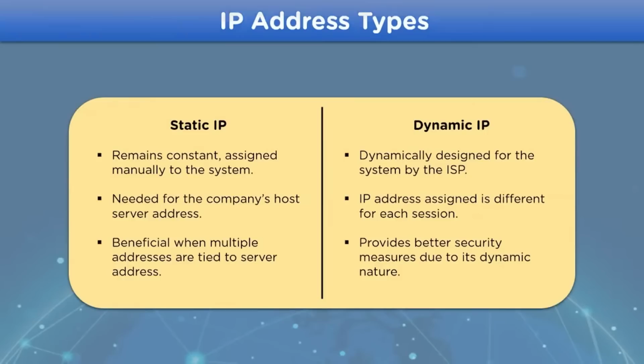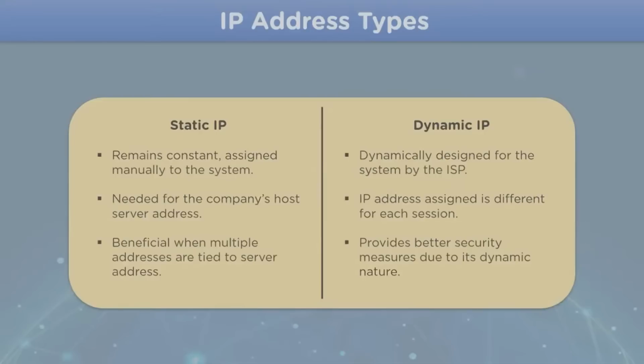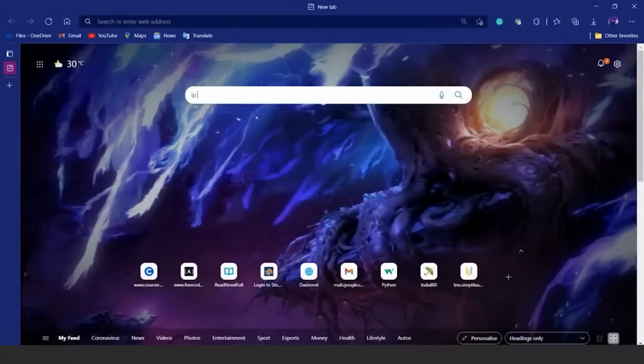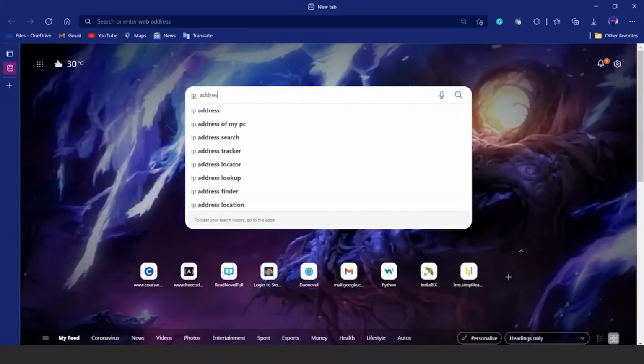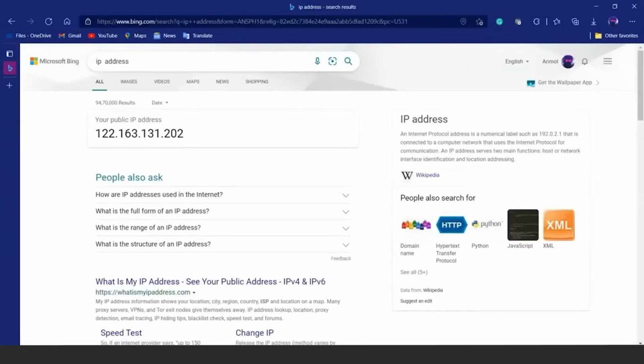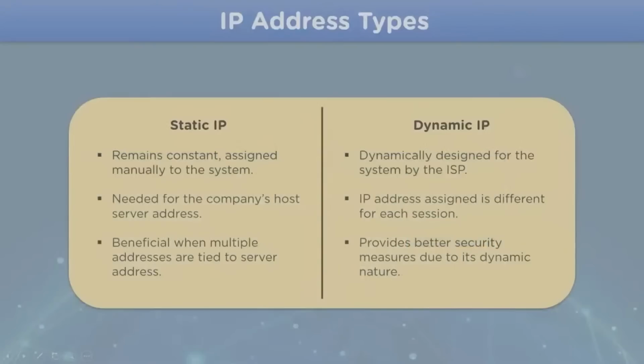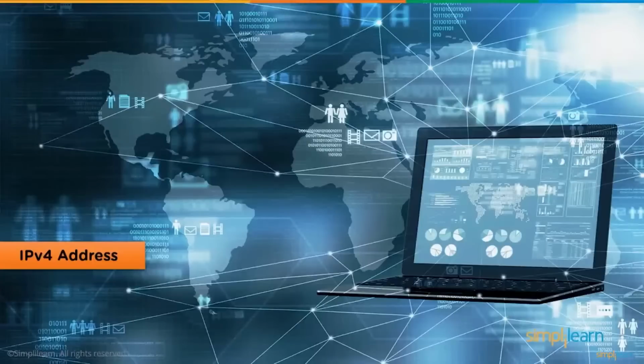Now, if we want to take a look at the IP address for a system which is publicly available, we can do so by the following steps. Access your internet browser and type "IP address". And over here, we can take a look at the public IP address for the system. And if we want to take a look at the system IP address which is dedicated to the device, you can do the following steps. Access command prompt and write the command ipconfig, and you can take a look at the system IPv4 address.